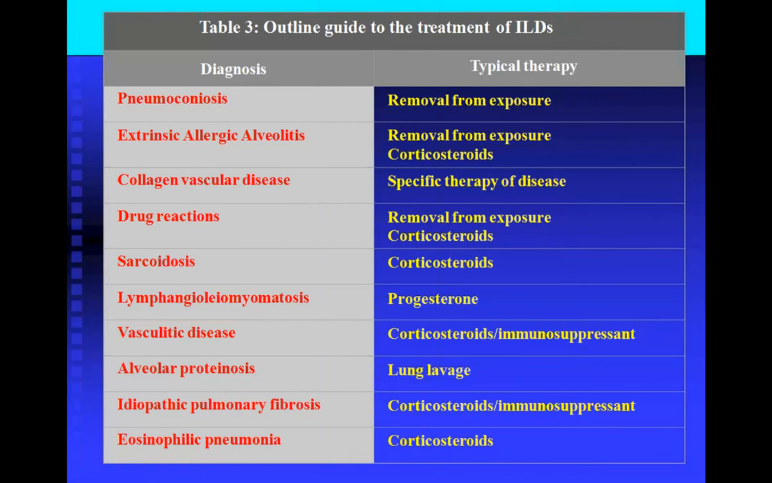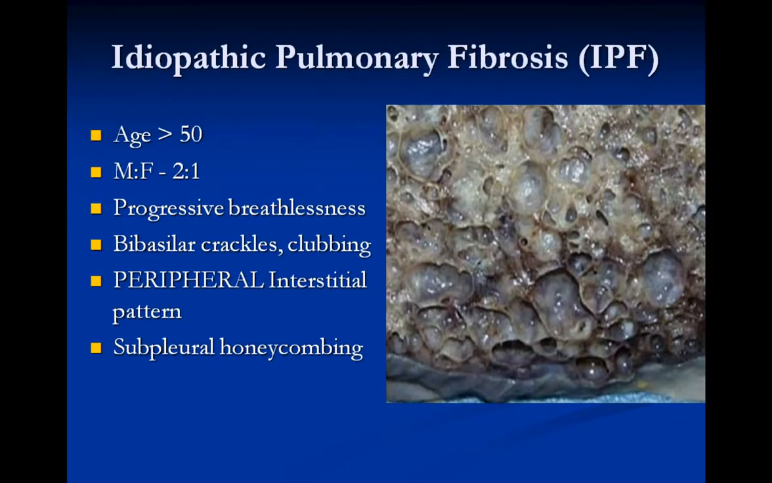Generally, there is no definitive treatment in idiopathic pulmonary fibrosis, only supportive treatment. Antifibrotic agents or immunosuppressants can be used. In eosinophilic pneumonia, corticosteroids have a role. So idiopathic pulmonary fibrosis is the classical interstitial lung disease.